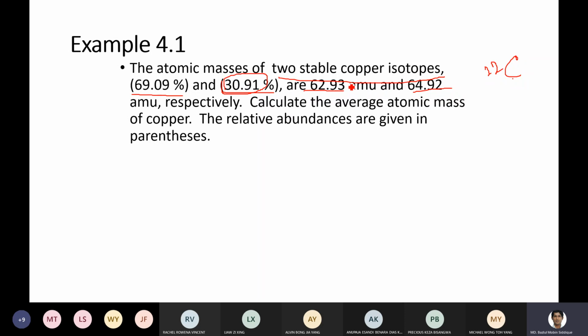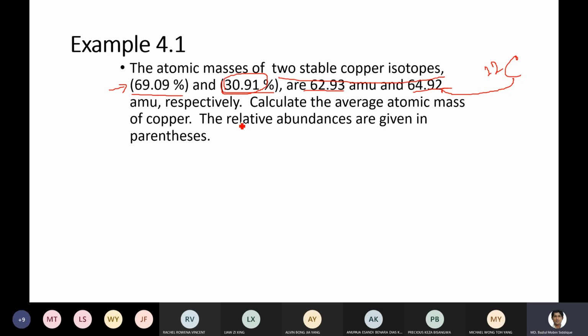So in respect to carbon 12, they will have 64.92 AMU. Another isotope of this copper will have 62.93 AMU, and they are occurring in these two different percentages. So how do we find the average atomic mass for copper?